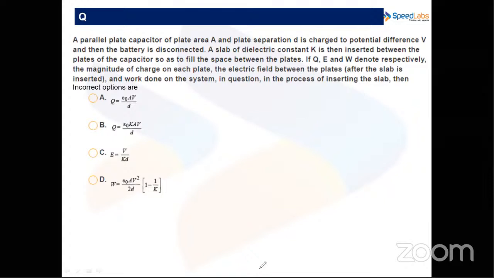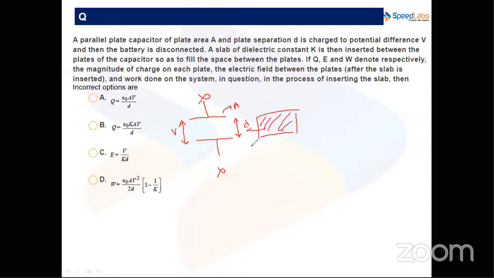A parallel plate capacitor of plate area A and plate separation D is charged to potential difference V. Okay, so standard things are there. Distance is D, area is A, and it is charged to a potential difference of V. Now, and then the battery is disconnected. Always remember, when the battery is disconnected, no charge can come and go. And the question is also about that only. Now, then a slab of dielectric constant K is inserted between the plates of the capacitor, so as to fill the space between the plates.